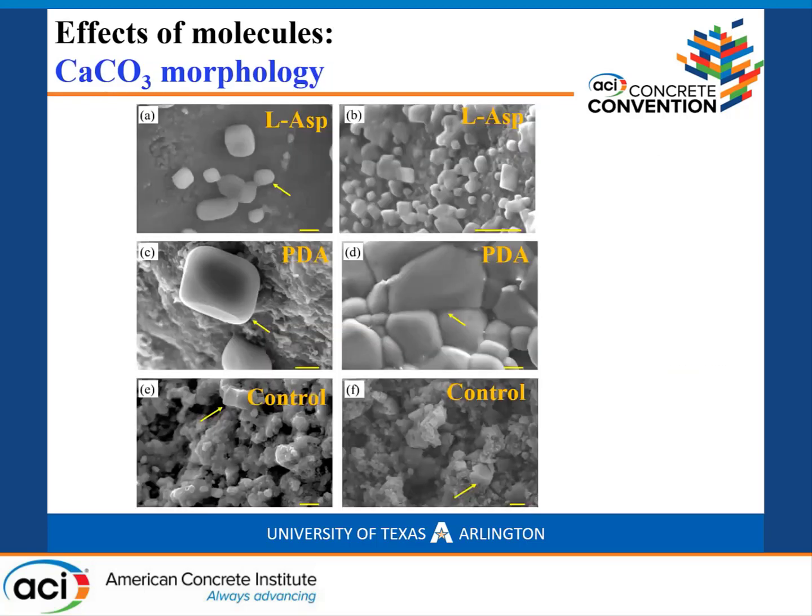Finally, we have the calcium carbonate morphology because that's what we are talking about, right? Calcite has rhombohedral crystals, so you are supposed to see sharp edges. In the control batch, we could see those sharp edges here and some here. Most of these calcite crystals are embedded in silica gel. In case of our L-Aspartic and polydopamine modified batches, we could see that the sharp edges become rounder. This is what happens when you are converting calcite to either vaterite or amorphous calcium carbonate. You are stabilizing those phases.